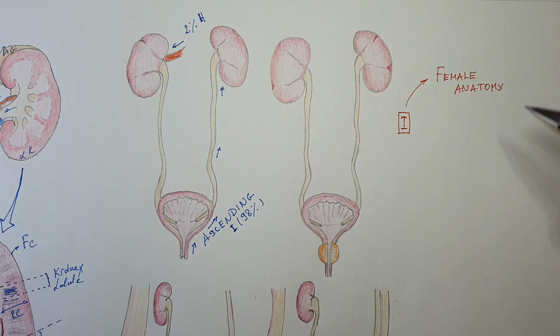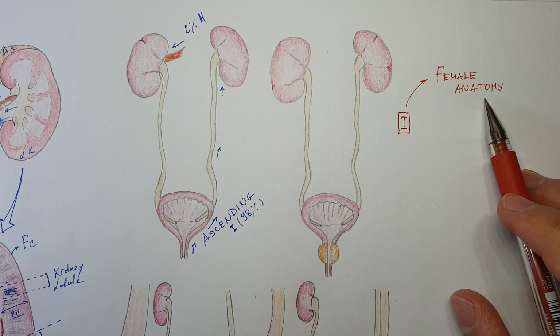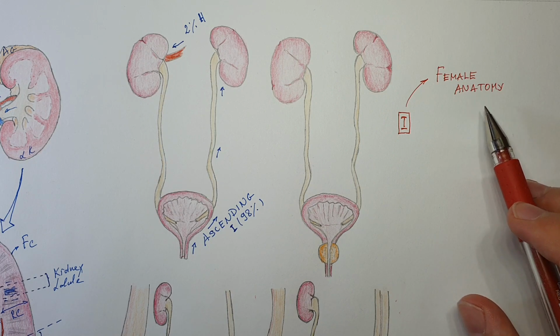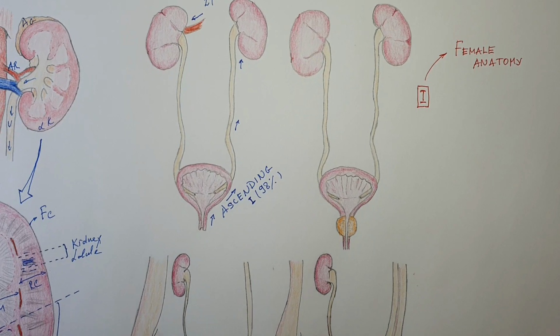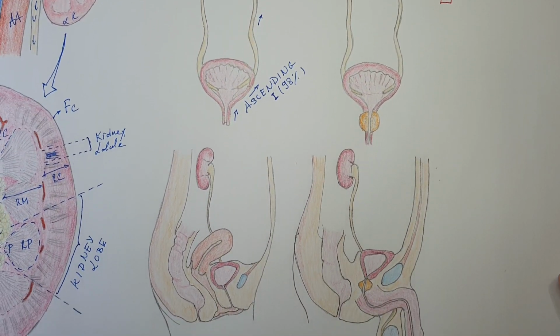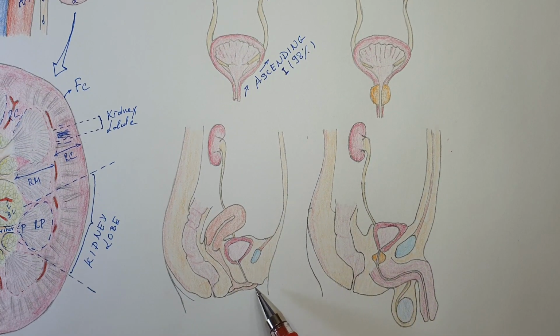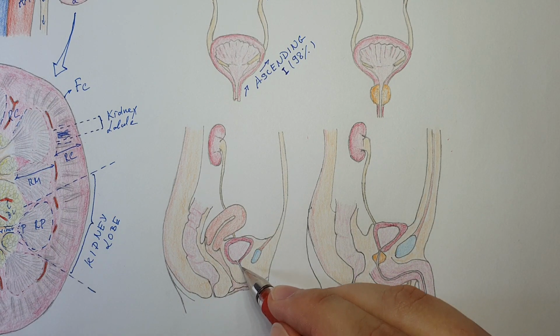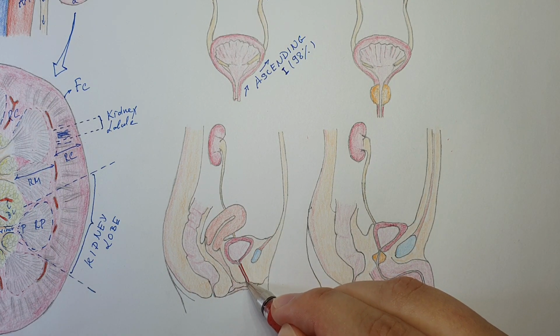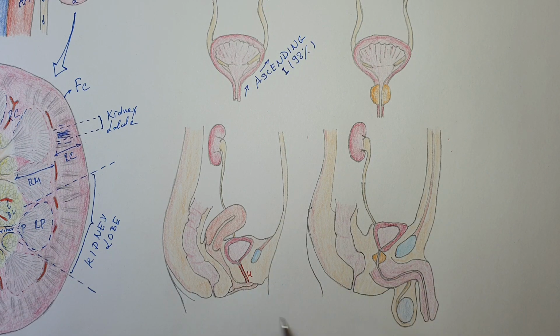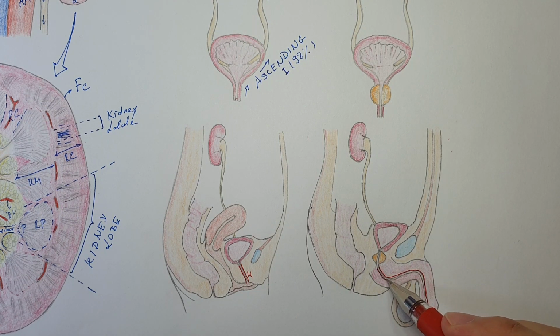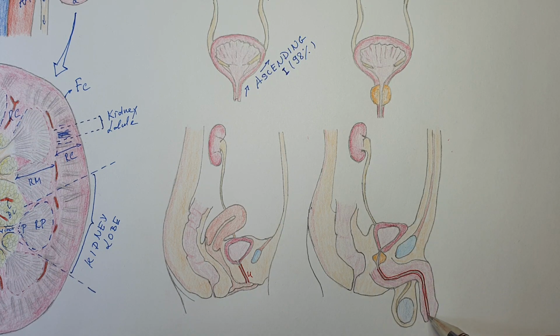So this is definitely a very important element. This is important because women have a shorter urethra. If we analyze this, the urethra is much shorter. This would be the urethra. And in comparison to the urethra of male patients, the urethra in women is much shorter. Thus, bacteria have less to travel to reach the bladder and can easily cause cystitis.